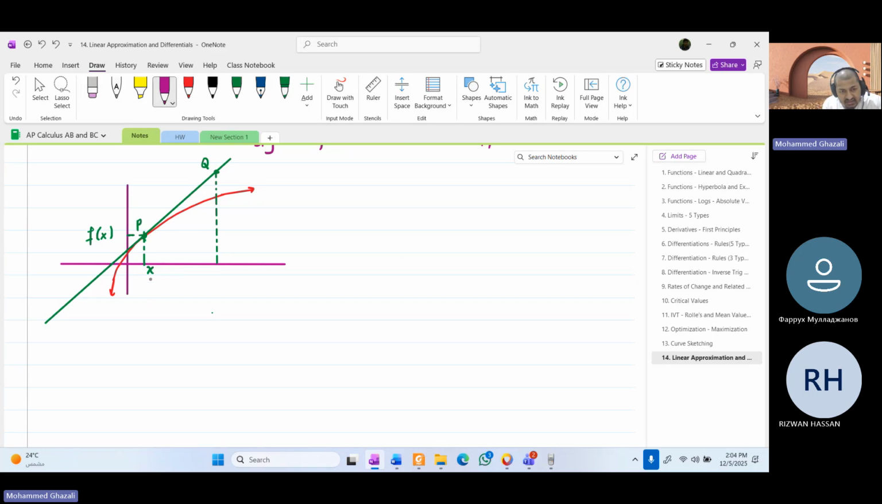This horizontal distance we call change in X, delta X, okay? It's like a particle. If a particle moves from point P to point Q with the horizontal change in X, what is the vertical change? That's what we're trying to figure out. So this point here now becomes X plus delta X. Make sense? So if that point is X plus delta X, what is the Y value at this point? The Y value here will be f of X plus delta X.